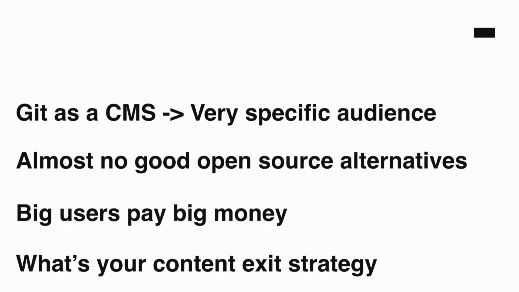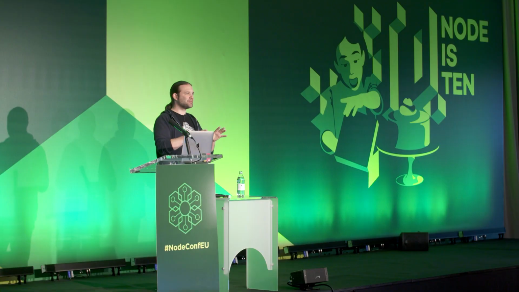On the downside, Git as a content management system doesn't work too well. This is a very specific audience. For headless content management systems, there are almost no good open source alternatives. They still have to come. And if you have tons of users, you also pay a ton of money. Also, be aware of what your content exit strategy is. We don't want to have technology lock-in. We want to be able to move freely away from the content management system as we see fit.